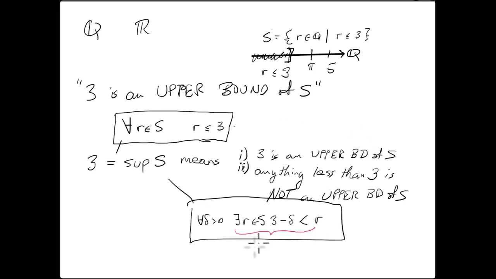So this is saying 3 minus delta is not an upper bound. And here I'm saying any delta. For any delta, positive, 3 minus delta is not an upper bound. So anything less than 3 is not an upper bound.